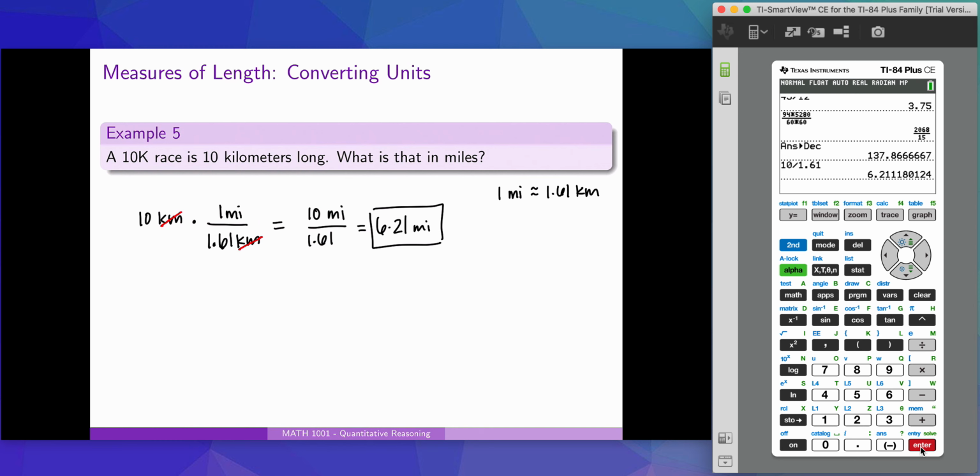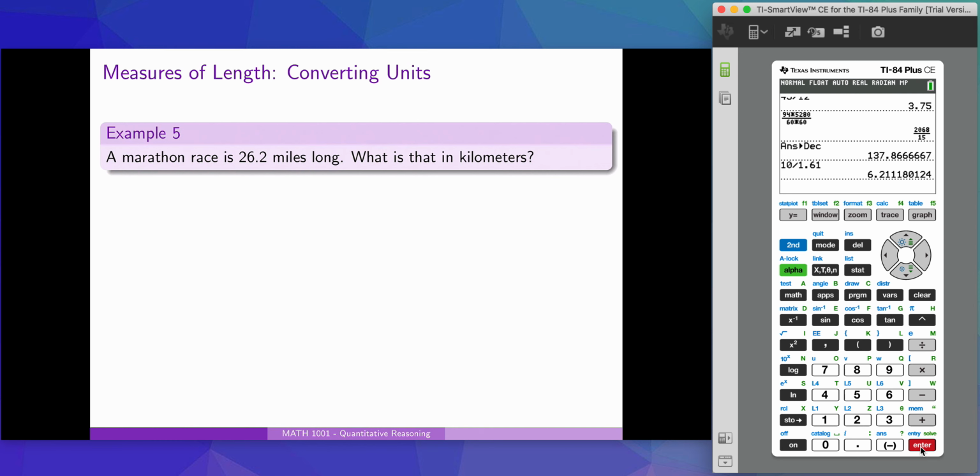Okay, let's do one more example with this length. So we talked about a 10K, that's one sort of race. Let's talk about a marathon now. So a marathon is a race that is 26.2 miles long, and we want to figure out what is that in kilometers. Well, just like before, we know that 1 mile is 1.61 kilometers, and that's our equivalence we're going to use. I guess technically it's not exactly that, so we'll change it to approximately. 1 mile is approximately 1.61 kilometers. So let's change this over.